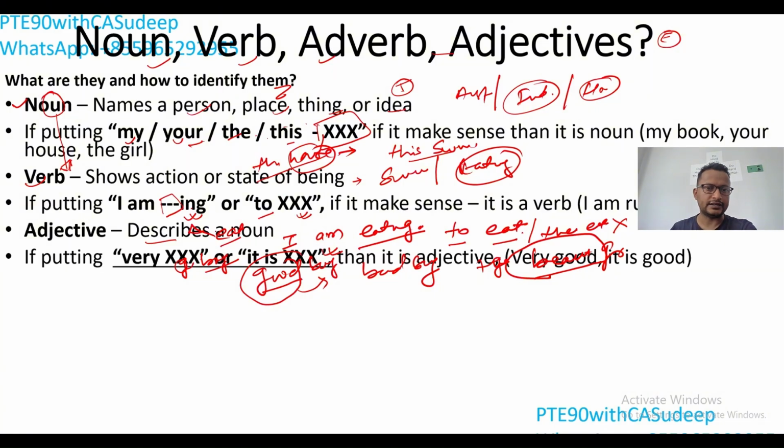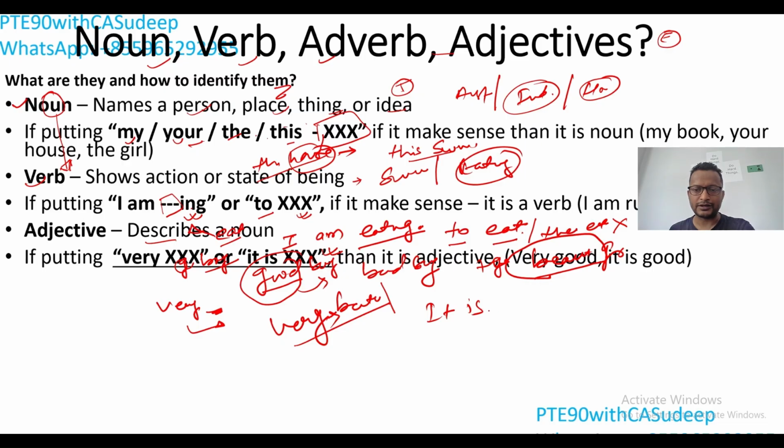So now how to identify, right? Just put "very" in front of that particular word, and if that makes sense, then that is an adjective. For example, beautiful. Now you need to identify whether that beautiful is a noun, verb, adverb, or adjective. Now let's put very. You put very beautiful. Yes, makes sense. Now this is an adjective. Either way, you can put "it is" in front of that particular word, and if that makes sense, then that is again an adjective. Like for example, it is bad. It makes sense, right? So now bad is an adjective.